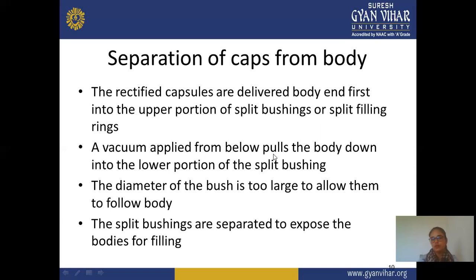Means after the rectification, you apply some vacuum onto the capsules, and due to this vacuum the upper cap part is removed and separated from the body. And after this exposure, you can easily fill the material into the capsule body. The filling takes place by splitting the capsule into cap and body parts.